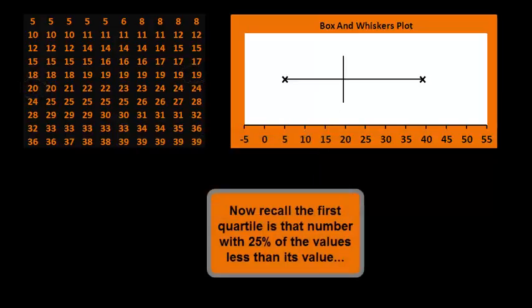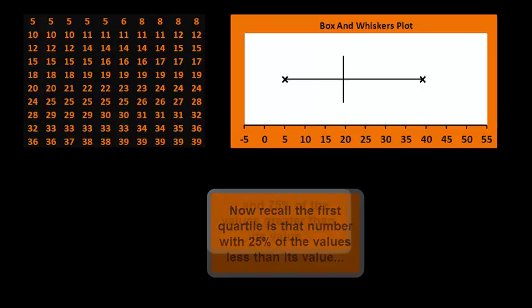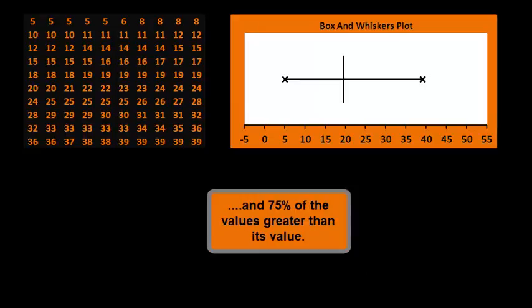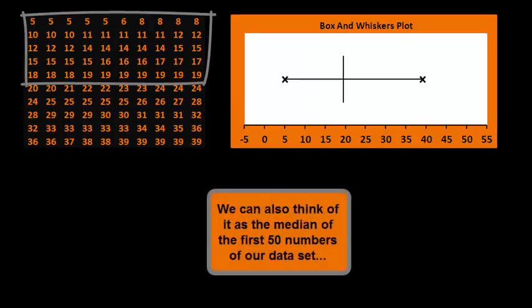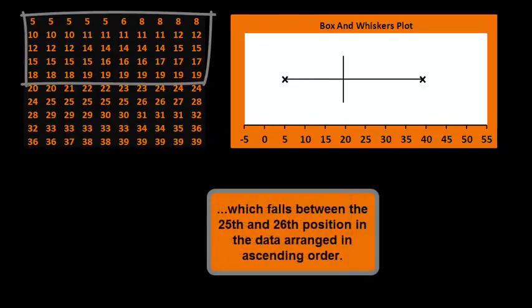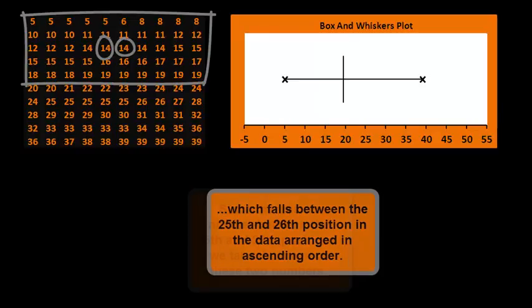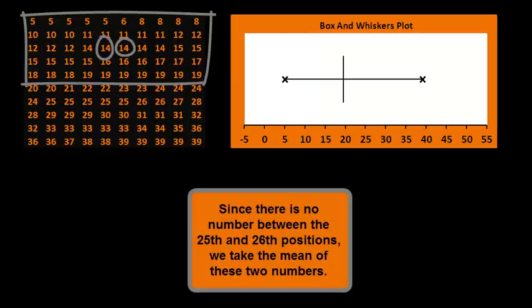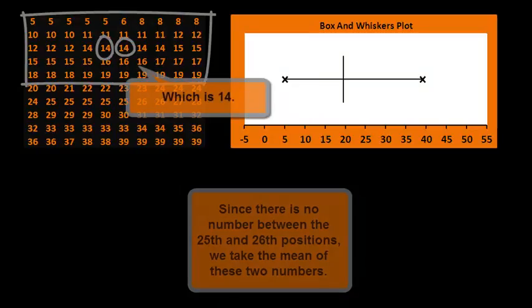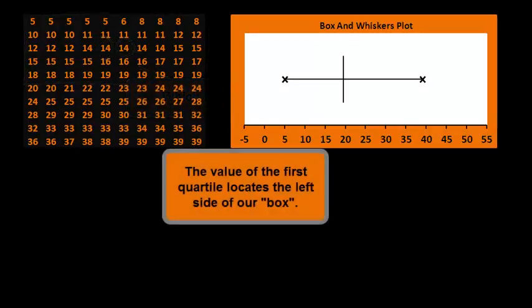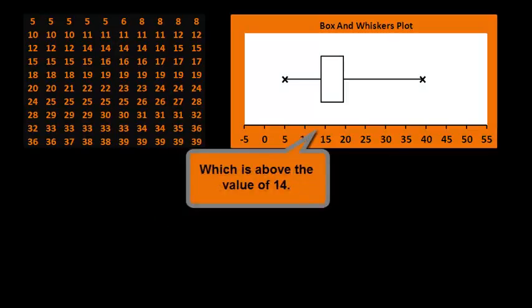Now recall, the first quartile is that number where 25% of the values are less than its value and 75% of the values are greater than its value. We can also think of it as the median of the first 50 numbers of our data set, which falls between the 25th and the 26th position in the data arranged in ascending order. Since there is no number between the 25th and the 26th position, we take the mean of these two numbers, which is 14. The value of the first quartile locates the left side of our box, which is above the value of 14.